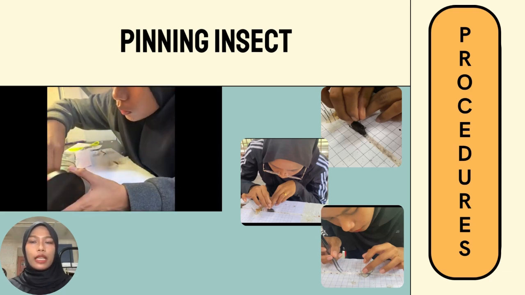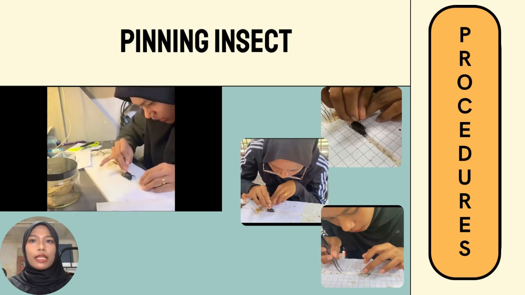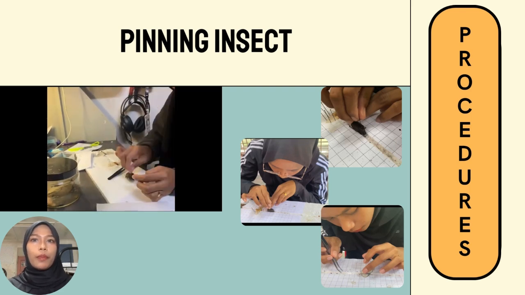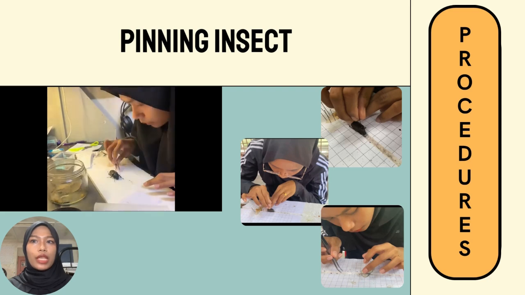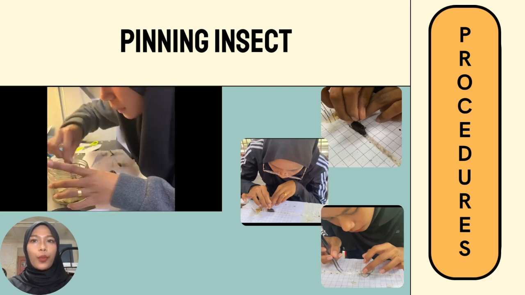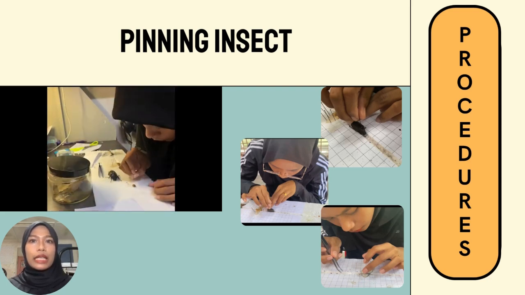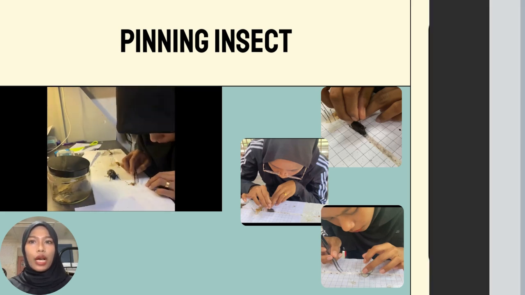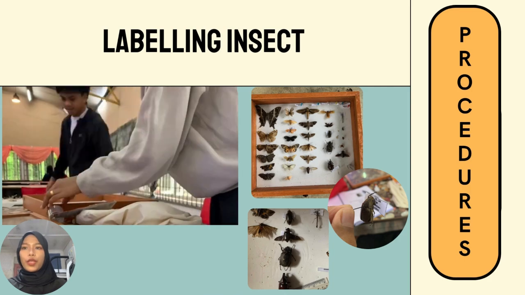After making the capturing, the insect that we have caught will be pinned on a polystyrene board using tracing paper and pin. This is for the process of drying the insect so that it can be put into the display box. Lastly is the process of labeling.